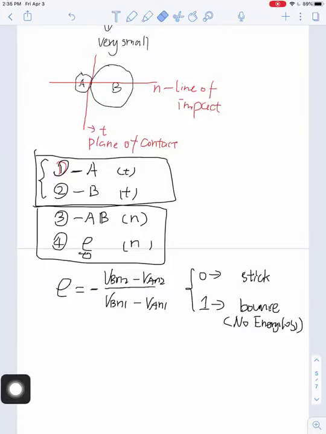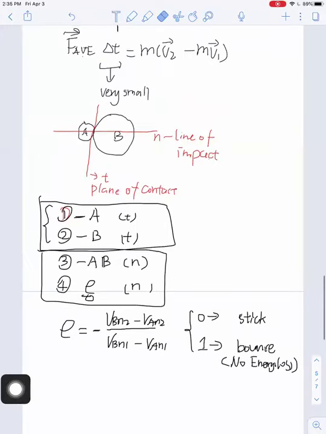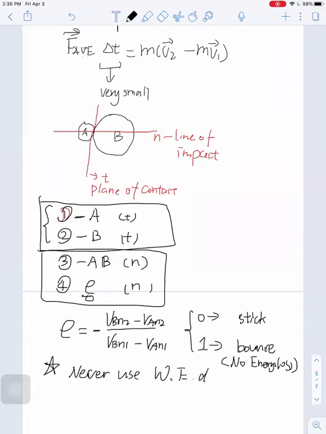Then we mentioned this is an impact problem, and there's a very important notice: never use the work-energy equation during impact. I said during, so that means you can use the work-energy equation before or after impact, but not during the impact.